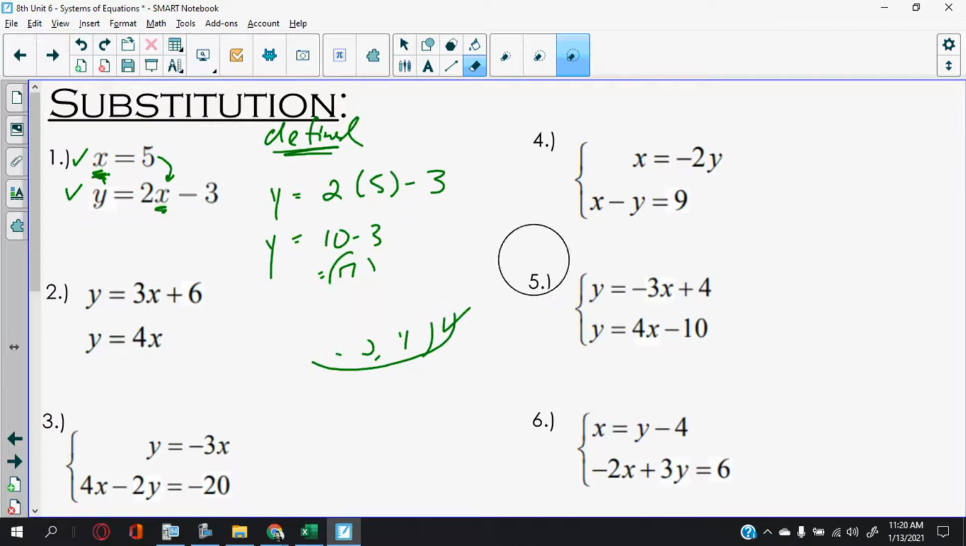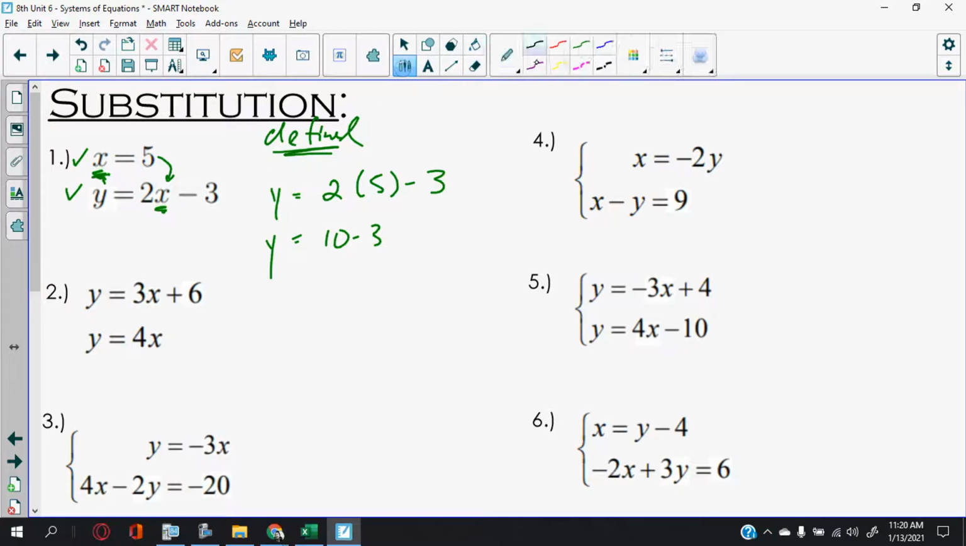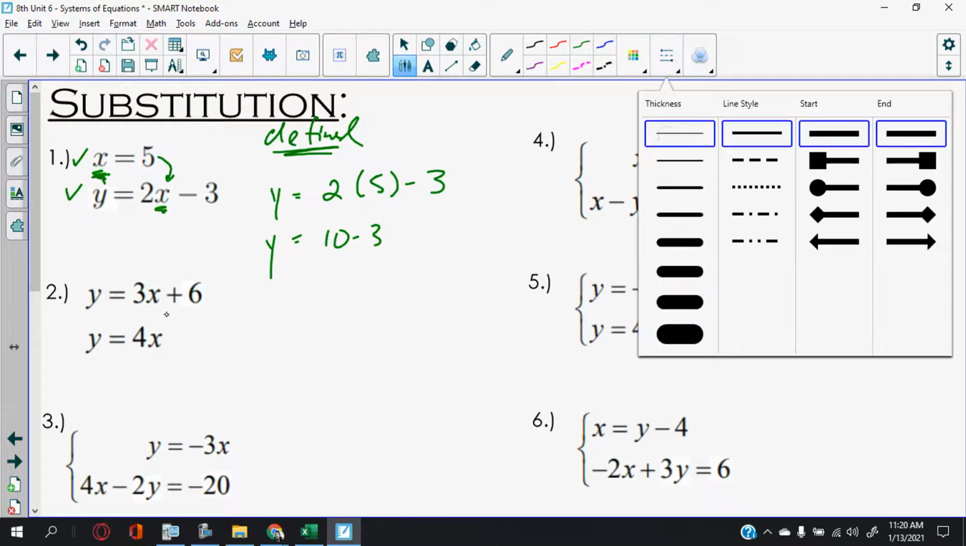I shouldn't erase. I want to save some just so that I know I finished the question. I'll use it. Okay, all right, number 2, right?